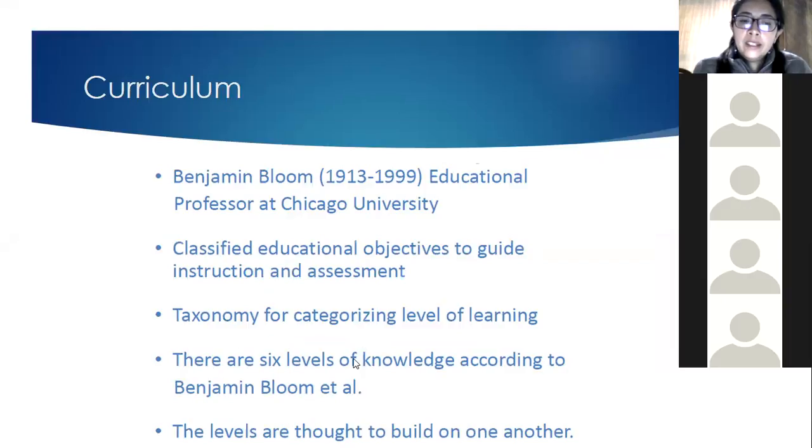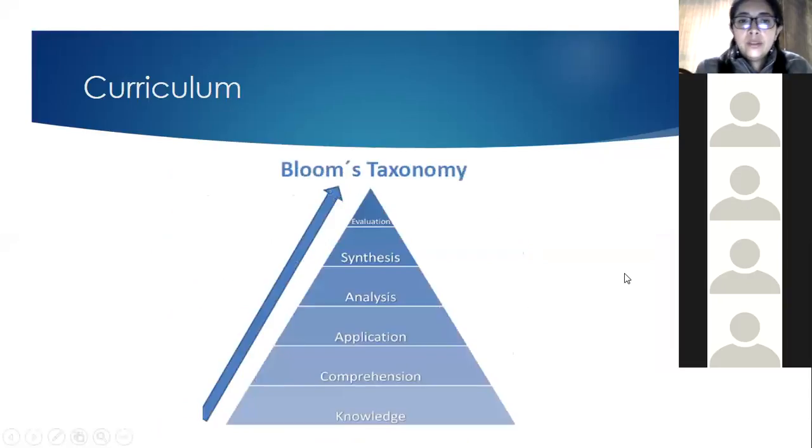Well, in his taxonomy, he has 6 levels of knowledge, and they are thought to build on one another. So they have like an order. I think that you know about it. The first one is knowledge. Then we have comprehension, then application, analysis, synthesis, and finally evaluation.